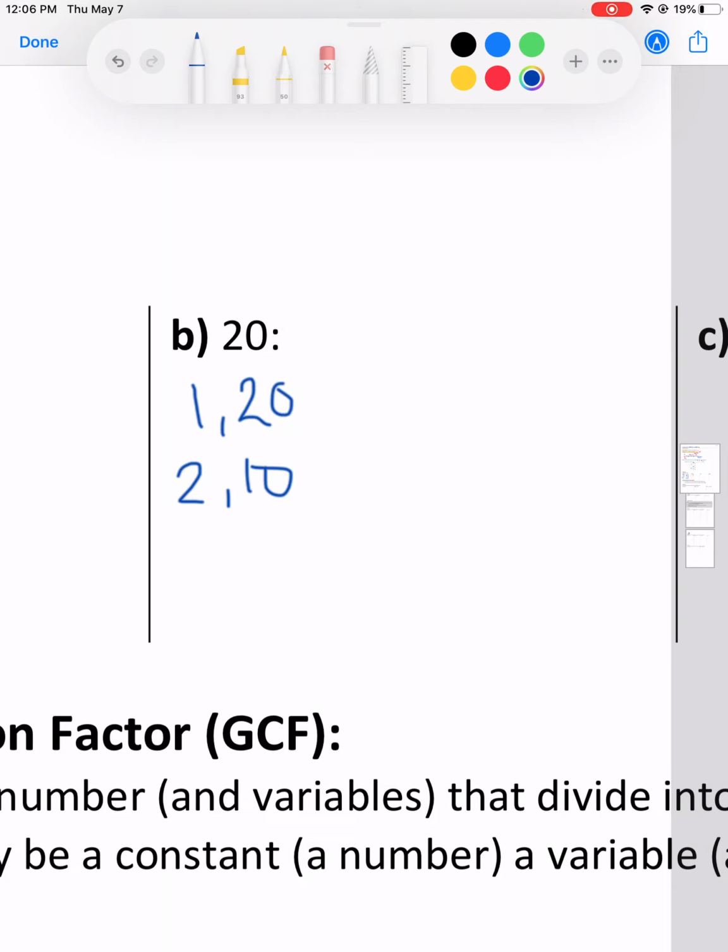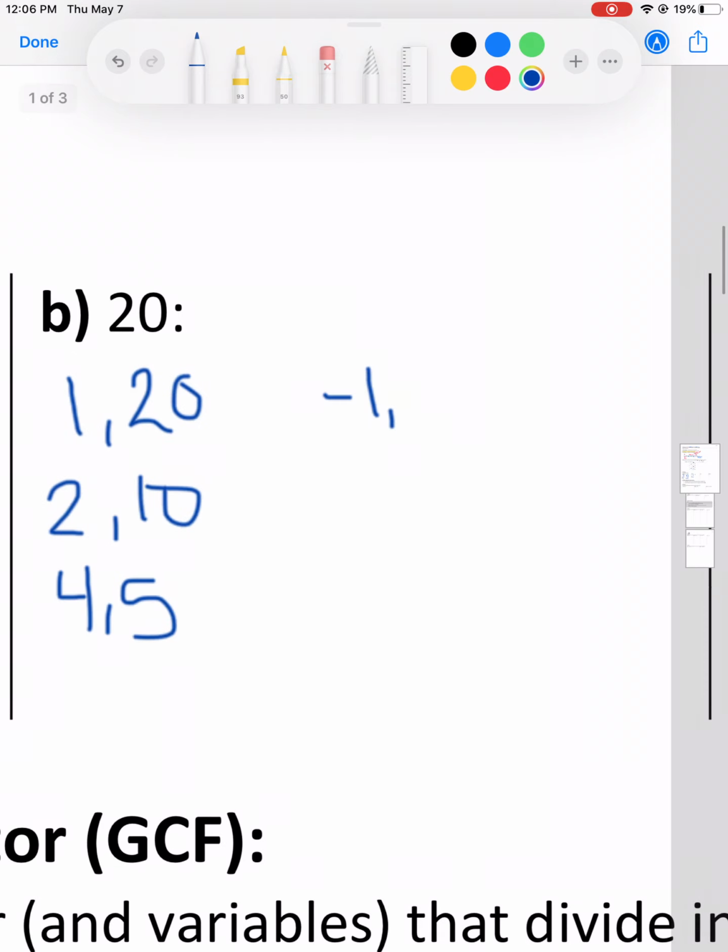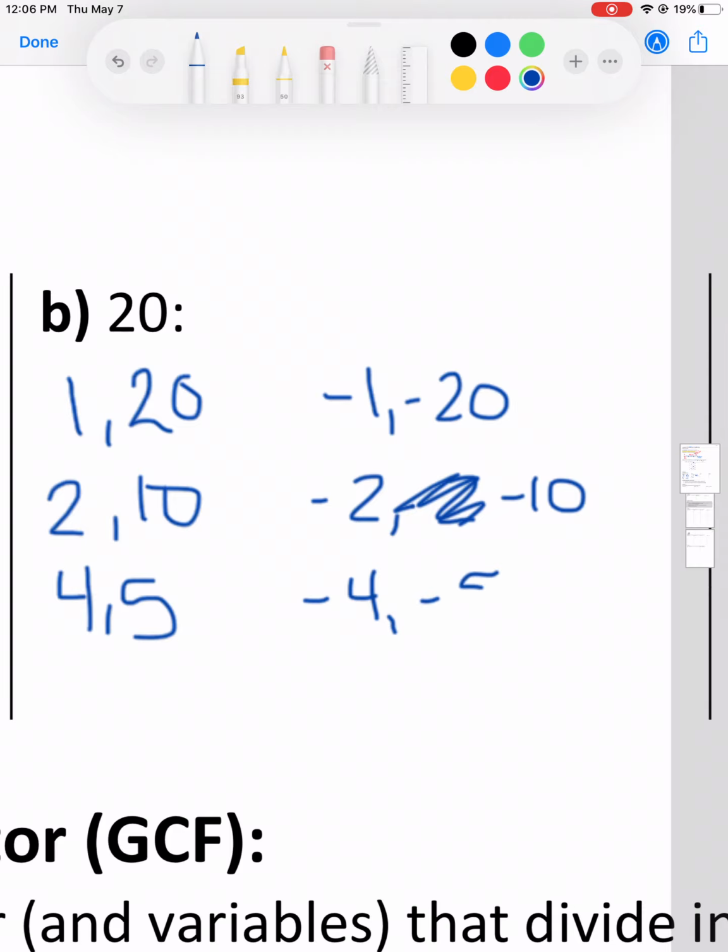Three doesn't go into 20. 4, 5, and I've used all the ones that I can get. Again, we also have our negatives. And you'll see what I mean later, okay? It's going to come together, guys, I promise.